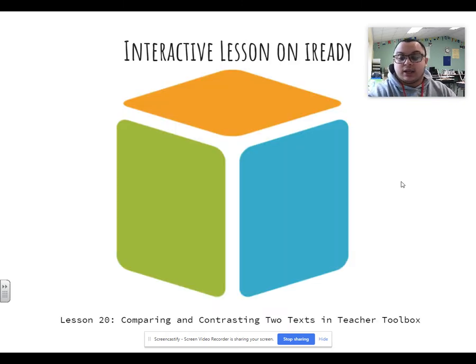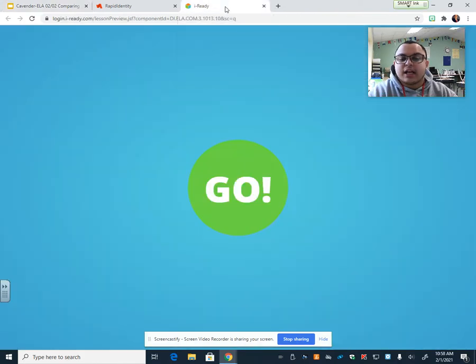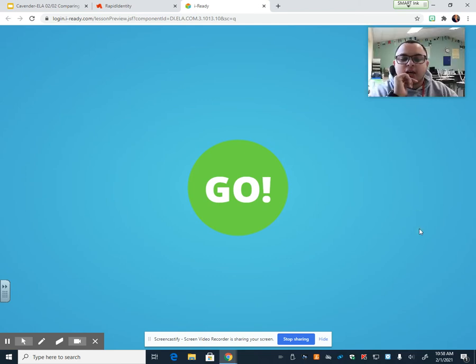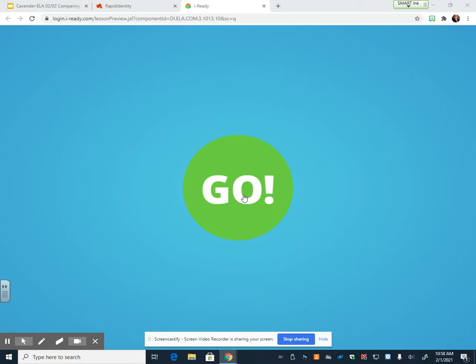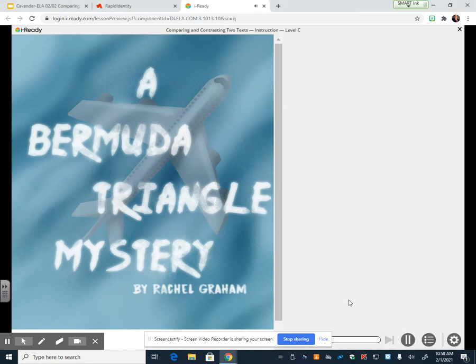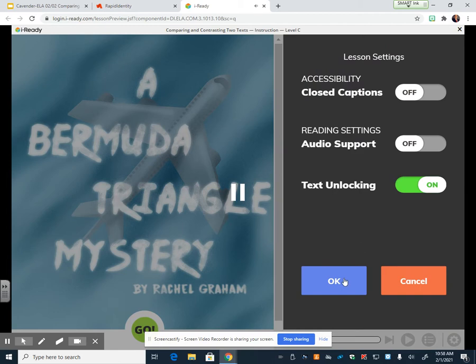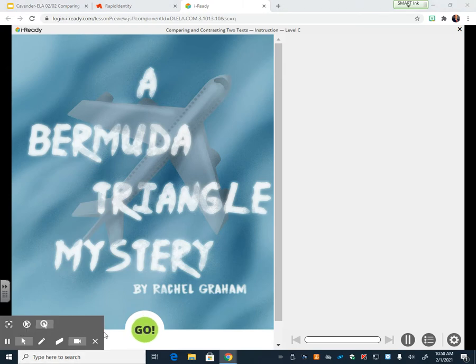So let's look at our interactive lesson. I'm going to move myself off the screen so that we can see the entire screen, but I'll pause and talk. We are going to be reading A Bermuda Triangle Mystery by Rachel Graham.